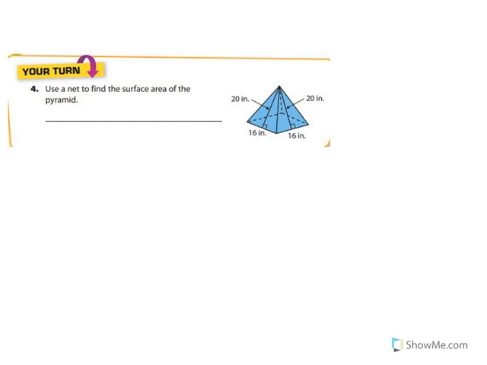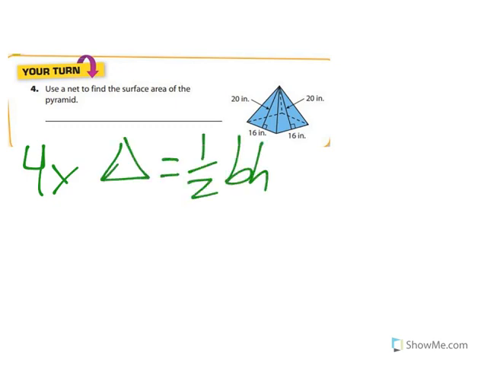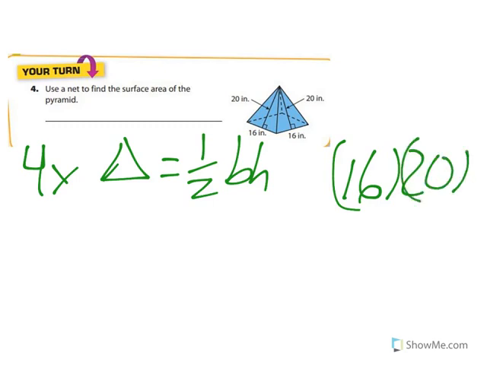All right, how about this one? Let's use a net to find the surface area of the pyramid. This one doesn't provide you the net, but we're going to think about what we just talked about, right? So we have 4 triangles. I'm going to use my triangle formula now, 1/2 base times height. So what do I have? My base is 16. My height is 20. And 1/2 of that. Again, I want to use friendly numbers.